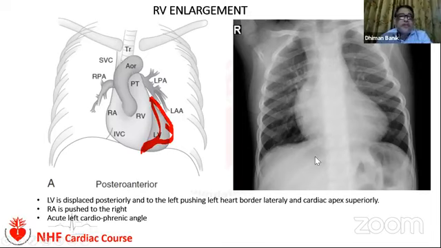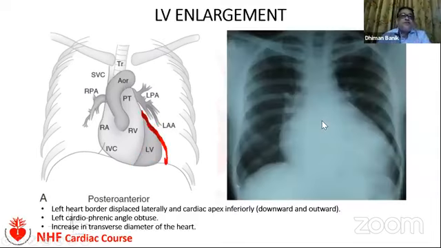RA is also pushed laterally due to right atrial enlargement. In case of left atrial enlargement, left heart is displaced more laterally, and the cardiac apex is shifted downwards and outwards, giving rise to an obtuse cardiophrenic angle, and the heart is enlarged in transverse diameter. These are the features of left atrial enlargement.